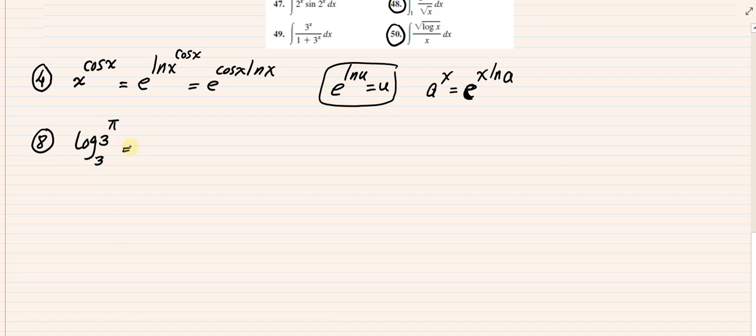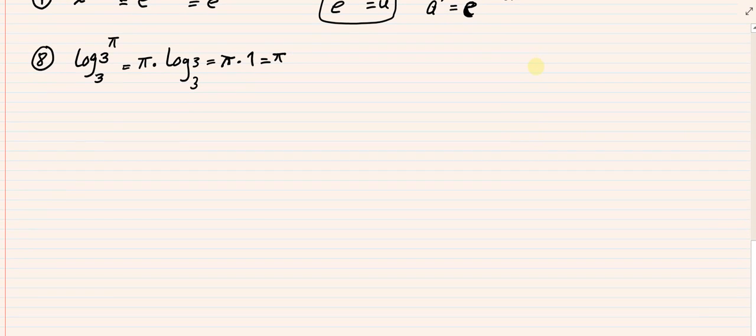Okay, so we can actually write this, using the properties of logarithms, by bringing the exponent in the argument in front of the log. So that's pi times log base 3 of 3, and that's just pi times 1. Remember, if the base of the logarithm and the argument of the logarithm are the same, then that's just 1. So the answer to this is going to be simply pi. All right. Pretty easy, straightforward.